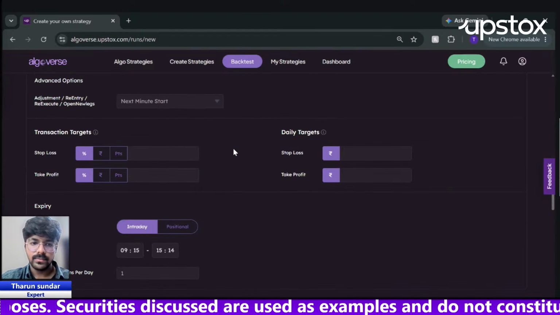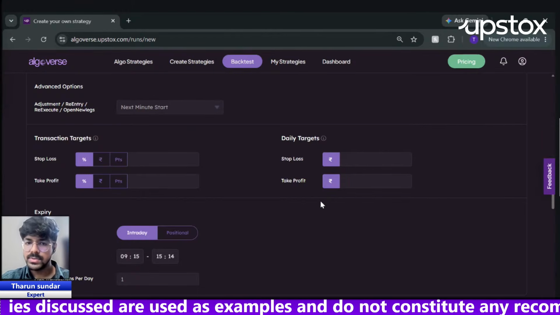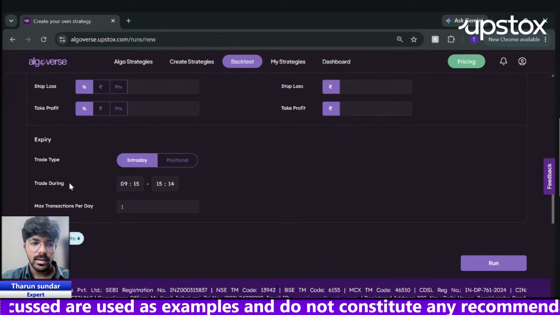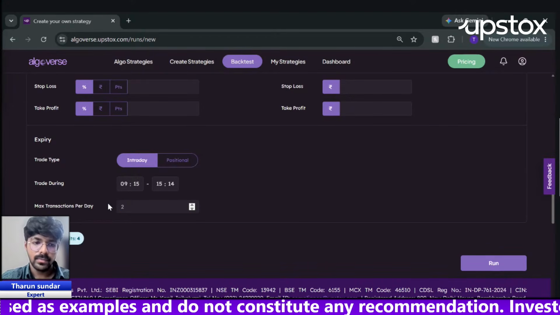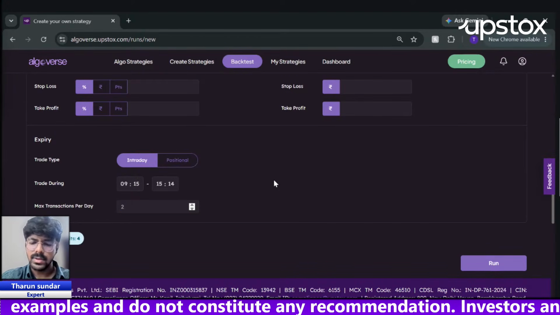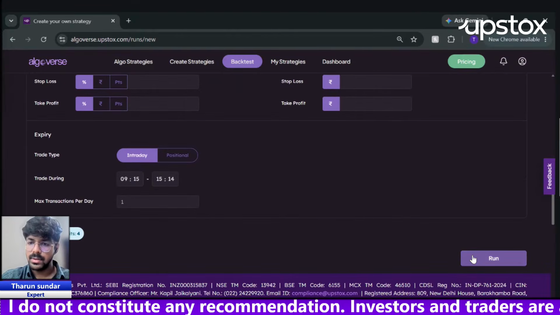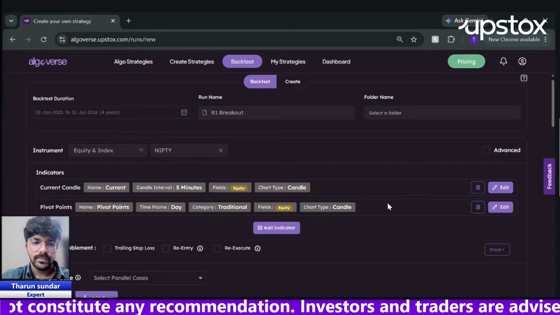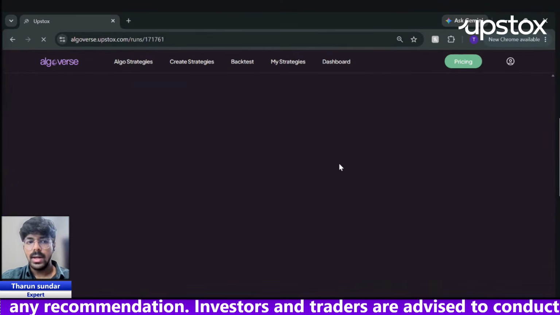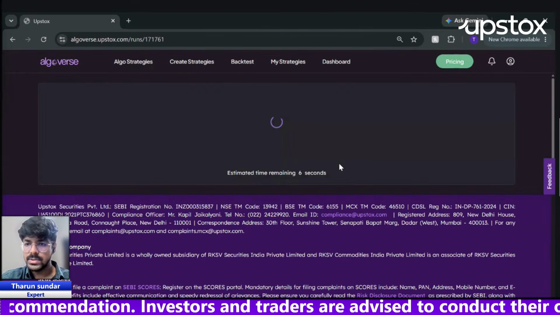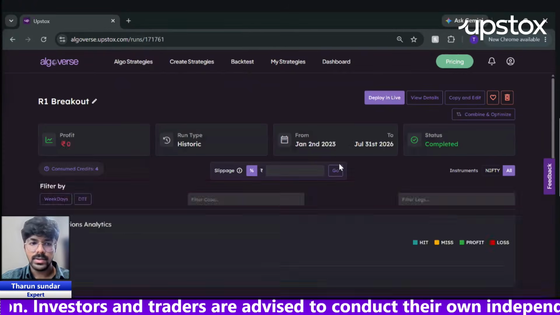So after setting all this, I can configure the transaction targets and day targets. For this particular setup, I don't have any. And let's allow a maximum of 2 transactions per day. Or let's say for start, let's go with one. So after configuring all this, I have to simply click on run. Now, Algoverse will run this trade idea through the past 4 years of market data and give me a very comprehensive report.